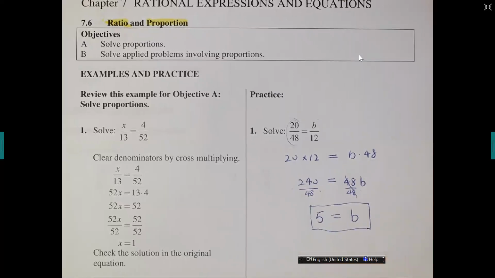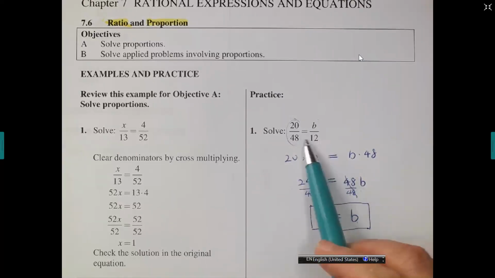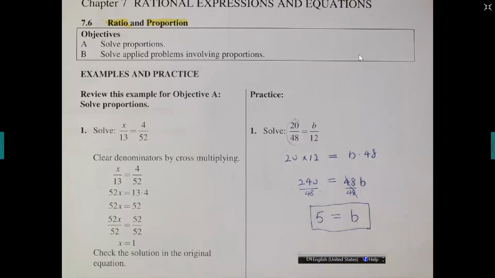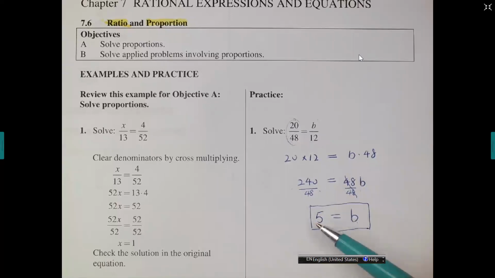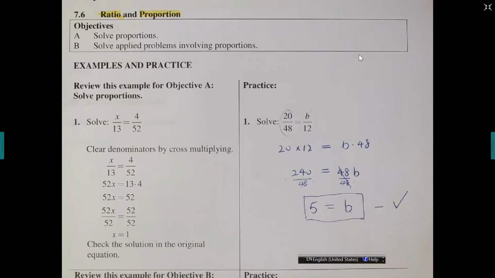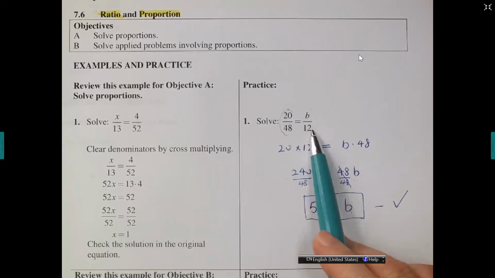Now you might ask, Professor, do we have to check? Let's just look at the original equation. Does the unknown b appear in the denominator or not? There are two denominators. There is no b at all. So if there is no unknown in the denominator, we don't have to check, because b has nothing to do with the denominator. It will never make them 0. So we have b equals 5. Final answer. It has to be a true solution. No check is needed. Why? Because the unknown does not show up in the denominators.